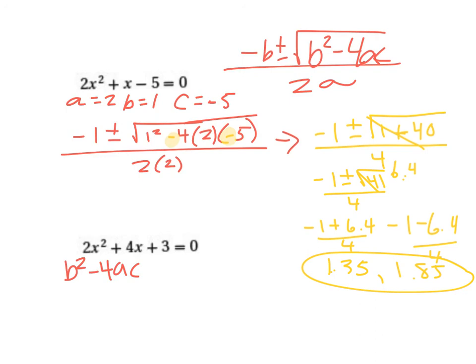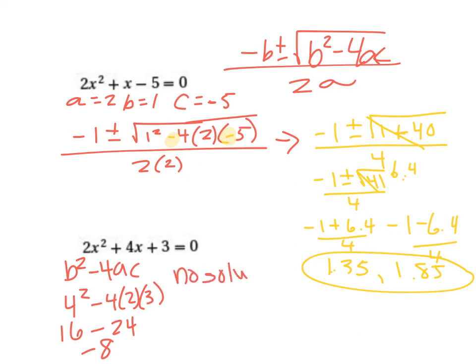So if I plug my numbers in, b is 4, so 4 squared minus 4 times a times c. I only have one negative, so that's going to be negative, so I get 16 minus 4 times 2 times 3, which is 24. 16 minus 24 is negative 8. Since I got a negative number, my answer is going to be no real solutions. The question will ask how many real solutions, so there are none.